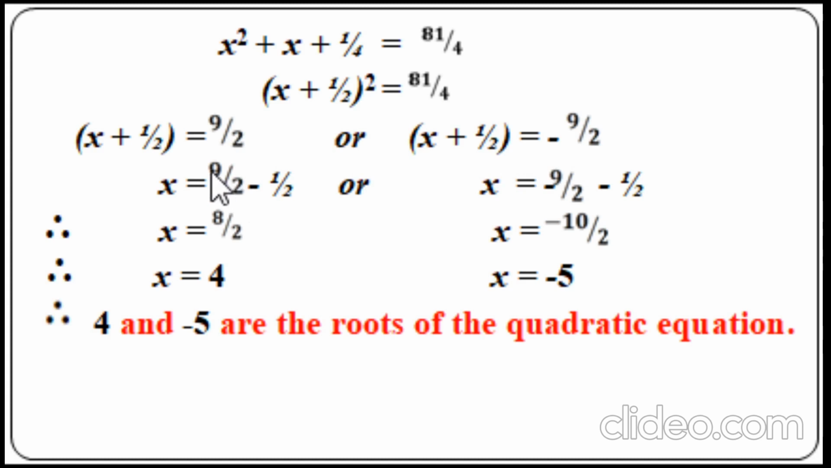By solving this we get 9 upon 2 minus 1 upon 2, 9 minus 1 is 8, 8 divided by 2 is equal to 4. And here minus 9 minus 1 is equal to minus 10 upon 2, we get x as minus 5. So we get two roots for this equation. Those are 4 and minus 5.